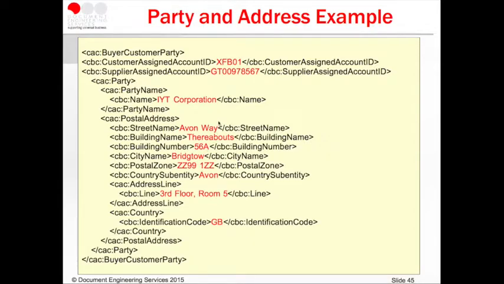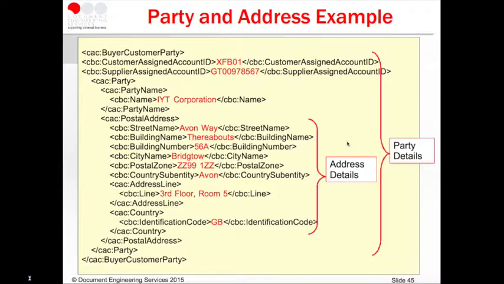You've probably noticed that the examples are much simpler than the schema. There's a lot more in the schema that is optional. You don't have to use all of those components. And that's what we're seeing here. We've also created an address line here, an unstructured address, just to show you what it looks like. So these are the party details, and these are the address details.